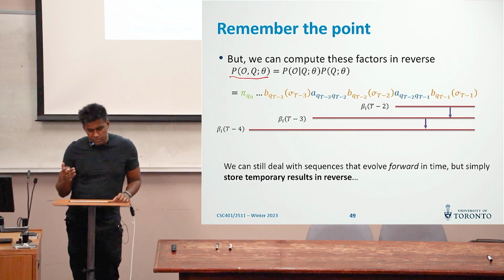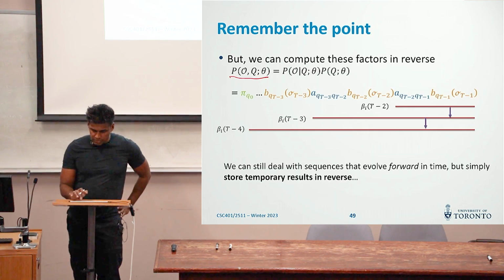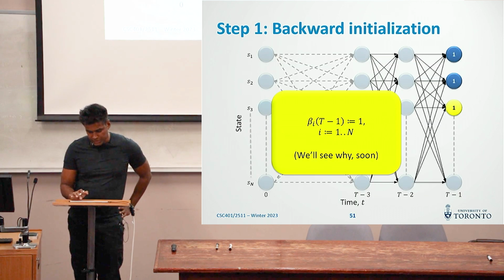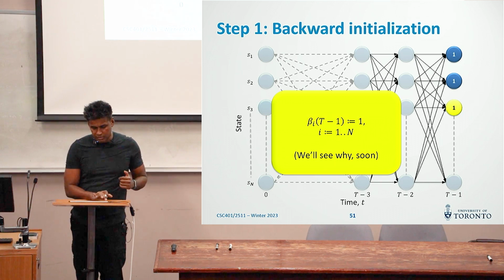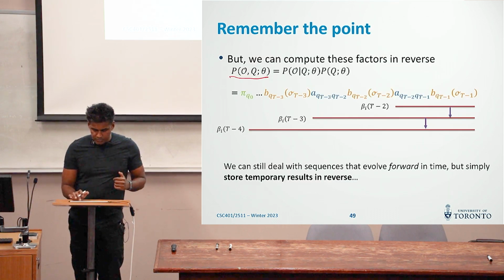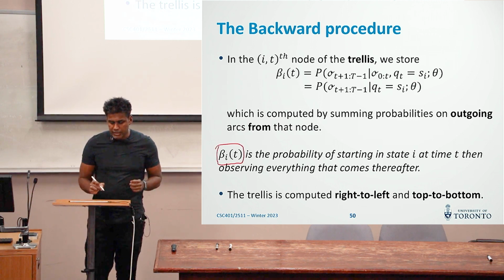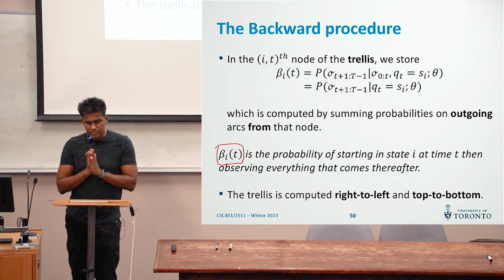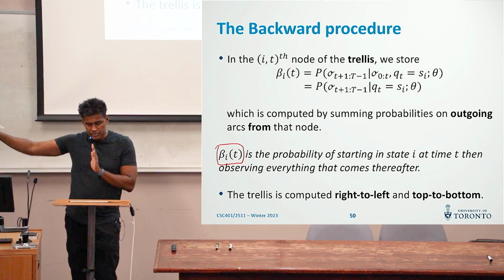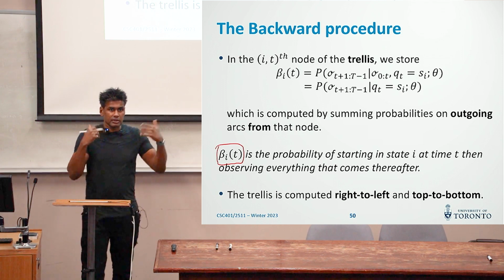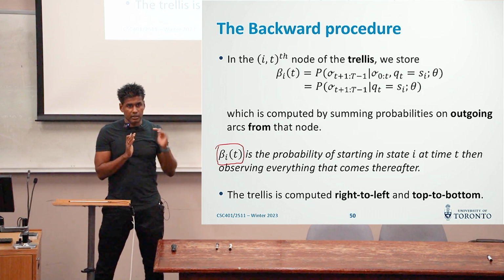So in the backward pass, we also have an initialization step and an induction step. Maybe I'll just quickly go to the punchline and then we'll start with the backward procedure next lecture. In the initialization, we start off at the right, assign a value of 1, and then go from there, okay? The main idea of the backward procedure is that we use this variable beta. We have seen alpha before, and now beta is the probability of starting in state i at time t when you have observed everything in the future that comes thereafter. So the trellis is computing right to left. Now you see it's falling into place: with alpha we've seen left to right, and with beta we go right to left.